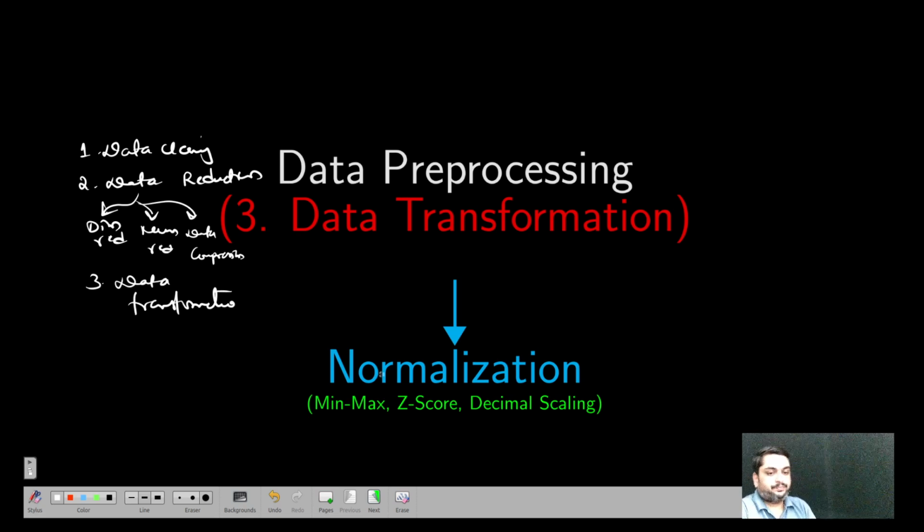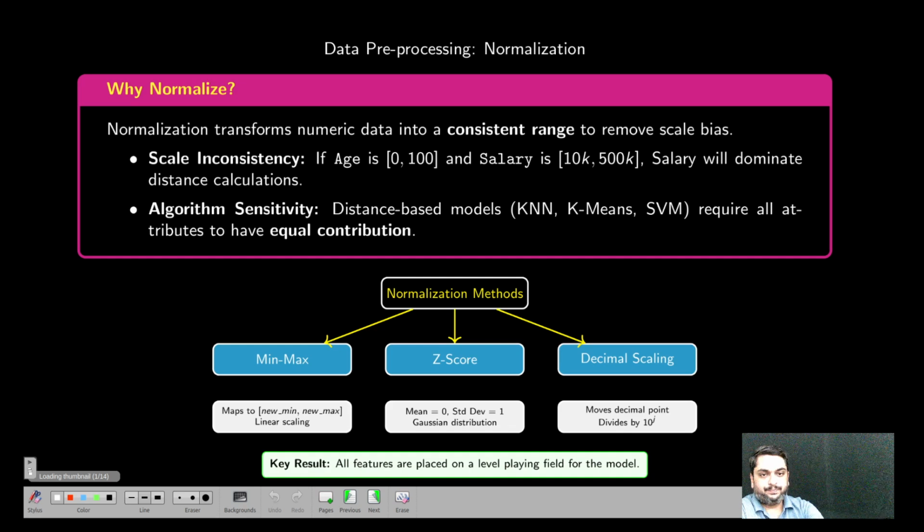So we'll see three techniques here: min max normalization, Z-score normalization, and decimal scaling. They are very simple concepts. Let's try to understand. So what is normalization? Why should we normalize? Normalization transforms numeric data into a consistent range to remove scale bias.